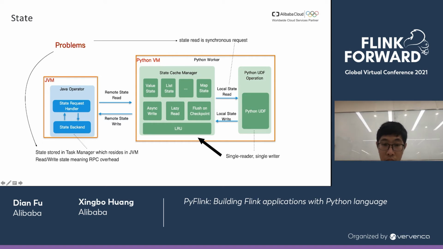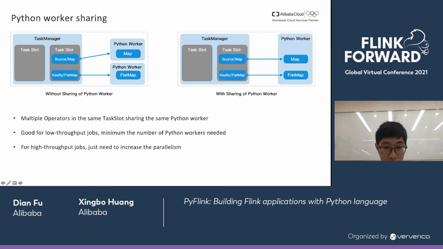About performance, we add many optimizations. For example, we support multi-level read and write caches to reduce the RPC. We add async write, and we also add lazy read. It can help so that we don't need to read all data in a map state. Okay, that's all about state service. Next, we can talk about other things.